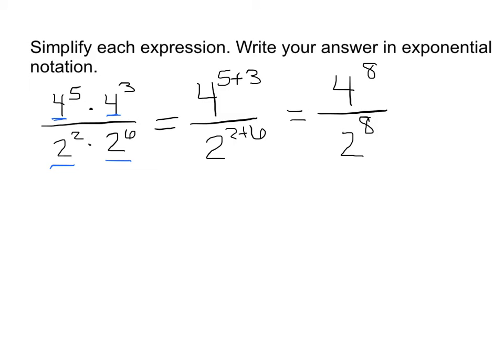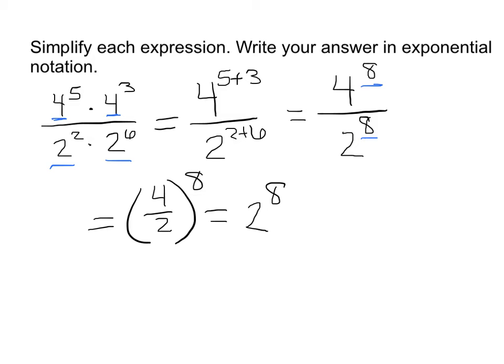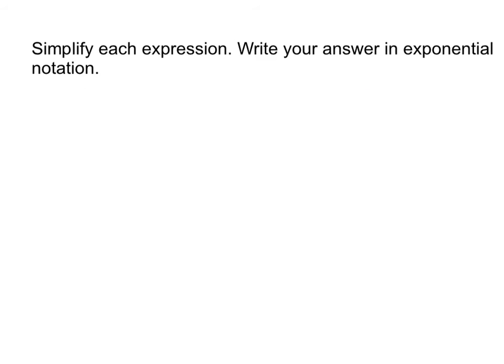Now I see something else that reminds me of my properties. I see these same exponents. This allows me to use my power of a quotient property, which tells me that I can take my bases and divide them, and I can keep them raised to the common exponent. So 4 divided by 2 gives me 2 to the 8th. Let's try one more example.